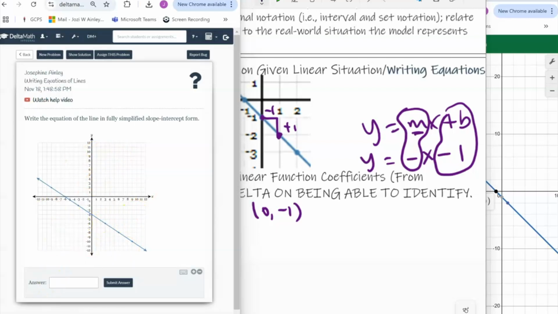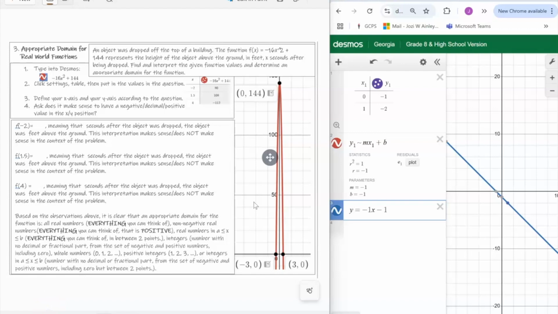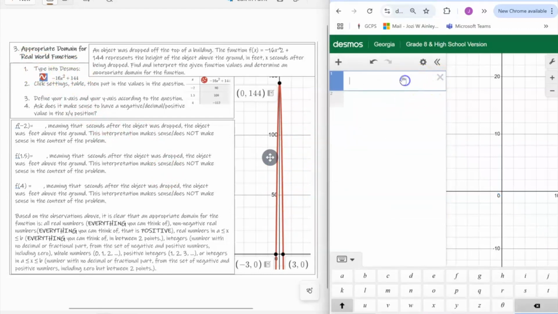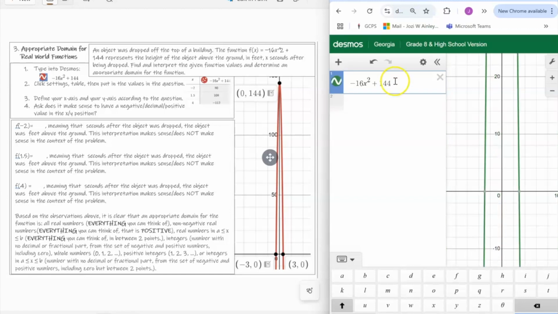Let's practice. All right, so we're going to take a look at appropriate domain for real-world functions. For ease of reference, I've already typed this into Desmos and put the equation here, but actually I will go ahead and do it again. So let me just have it ready. If they give you an equation without a graph, you're just going to type it into Desmos to see what it looks like so that you can answer whatever questions arise. The only thing about real world problems is you have to think about whether it's factually true, whether it can happen in real life.